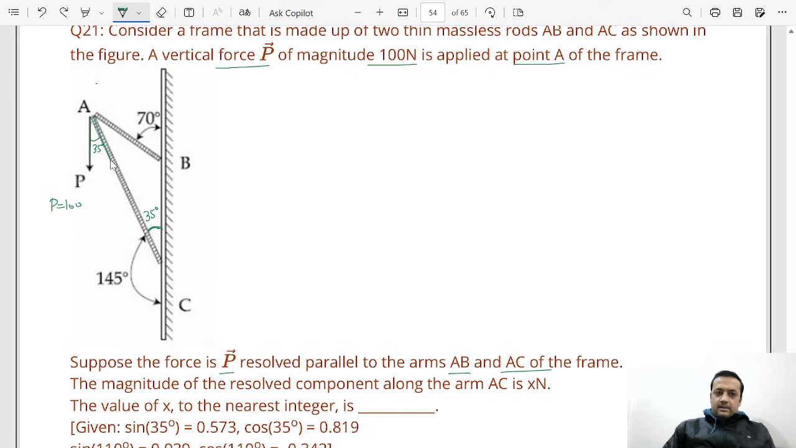Okay, so I think it looks like a joke, but yes, that is correct. So this component is P cos 35, and the cos 35 value is also given very nicely, guys. So 100 into 0.819 becomes 81.9 Newton. To the nearest integer, this will become 82. All right.